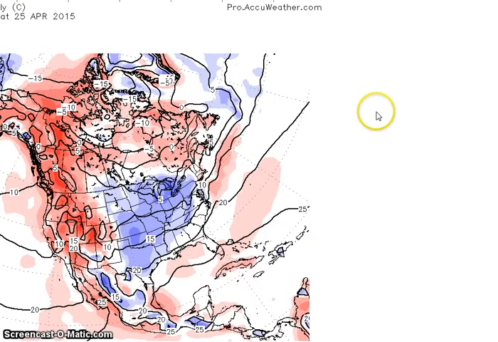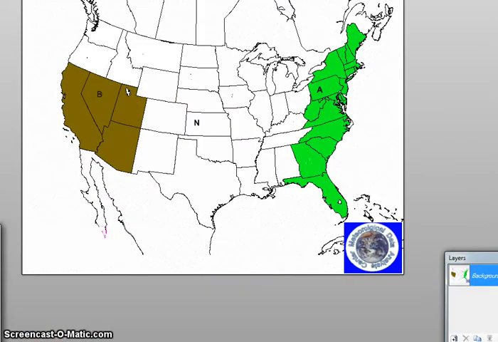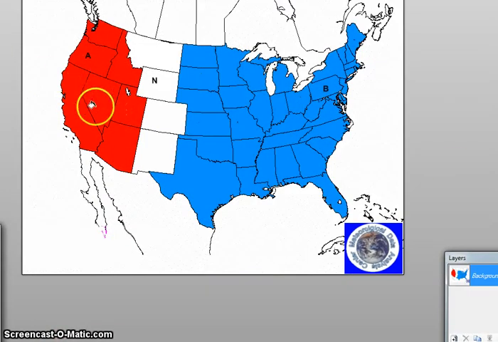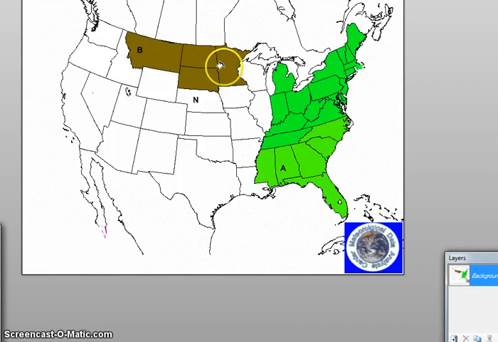So for this period, I am forecasting above normal temperature for this region, where temperatures are forecast to be about 5 to 15 degrees above normal, and below normal temperature for this region, where temperatures are forecast to be about 5 to 15 degrees below normal. For precipitation, I'm forecasting below normal precipitation here, above normal precipitation for this region.